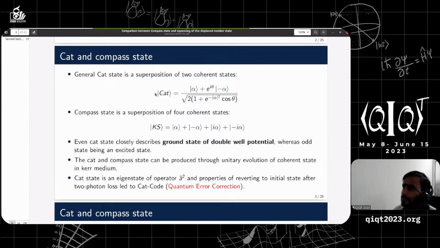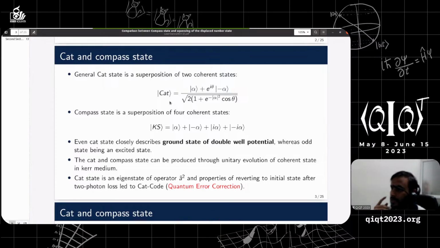Okay, so what are the cat states? Before that, I will also tell what the coherent states are. Coherent states are superpositions in the infinite-dimensional Hilbert space, such as Fock space, and those states have Poissonian statistics, and they follow the minimum uncertainty principle in the phase space.